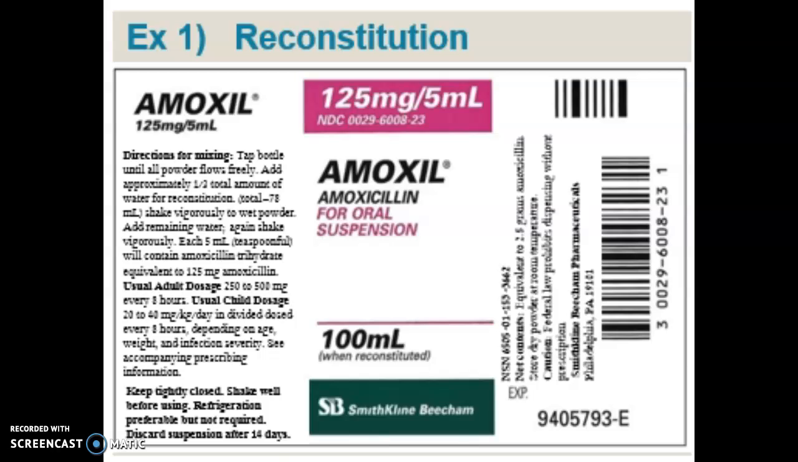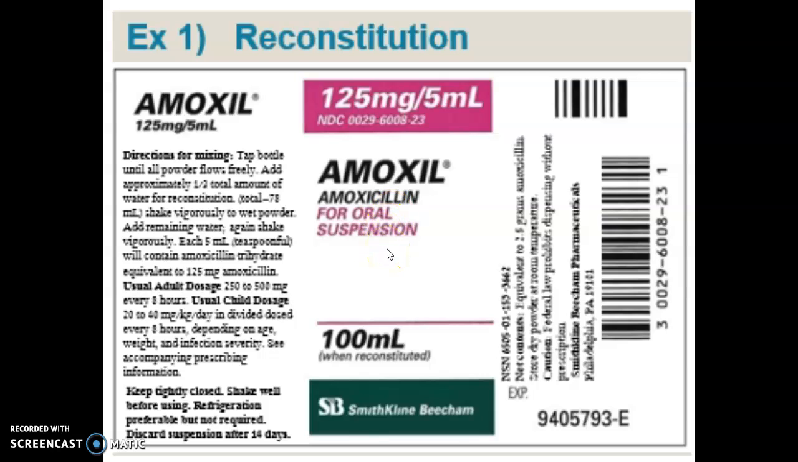So, first part, what is the form and the route of the medication? You see here under the name that it's talking in purple for oral suspension. Suspension is the form, and oral is the route. So we can just answer oral suspension.